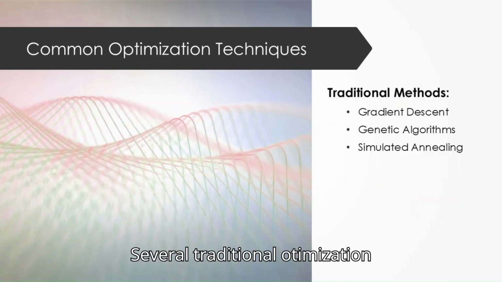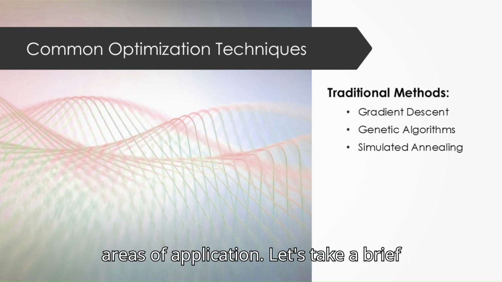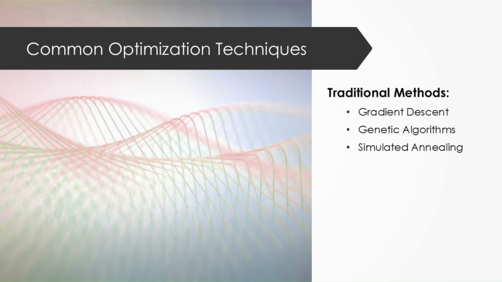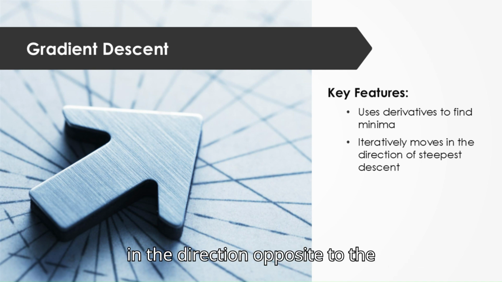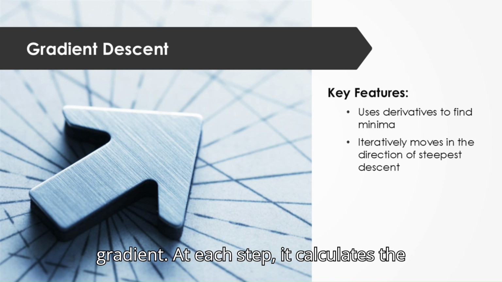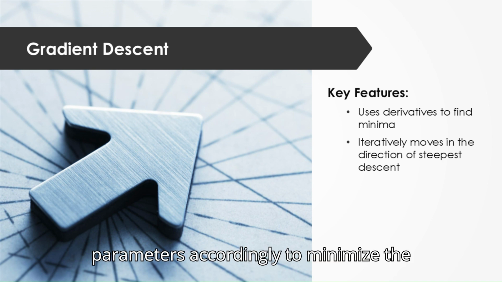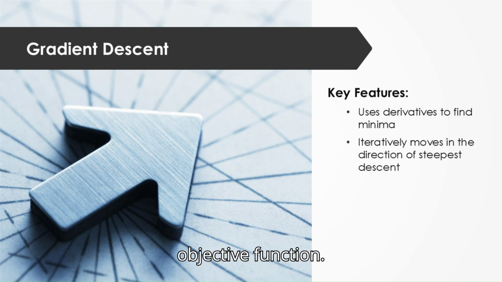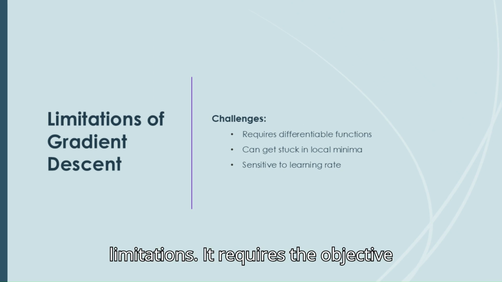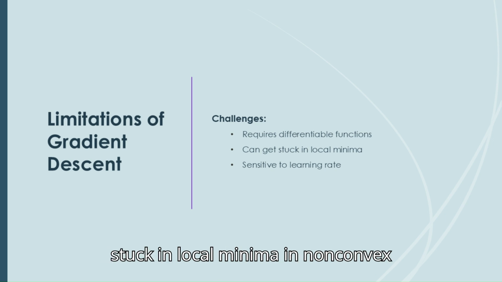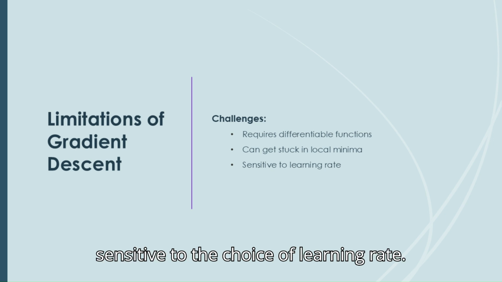Several traditional optimization techniques have been developed over the years, each with its own strengths and areas of application. Let's take a brief look at some of these methods. Gradient descent is an algorithm that finds the minimum of a function by moving in the direction opposite to the gradient. At each step, it calculates the derivative of the function with respect to its parameters and updates the parameters accordingly to minimize the objective function. However, gradient descent has some limitations. It requires the objective function to be differentiable, may get stuck in local minima in non-convex functions, and its performance is sensitive to the choice of learning rate.